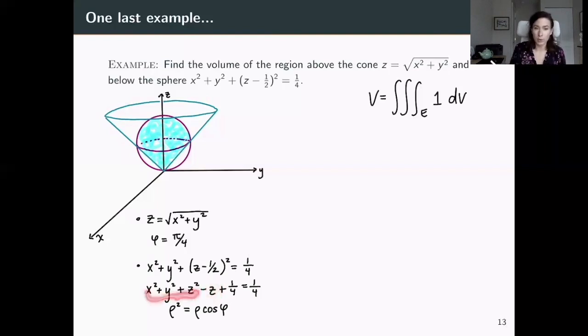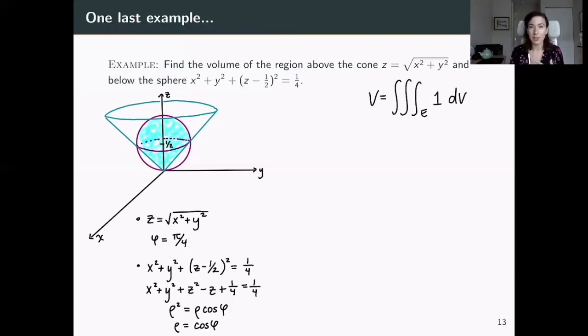Here we have rho squared equals rho cos of phi, which will end up giving me that rho is equal to cos of phi. This gives me an equation of this particular sphere. Now notice that this sphere is centered at the coordinate z equal to 1/2. It has a radius of 1/2, and that's where the cone is intersecting with this sphere. Okay, we now have the equation of our cone and our sphere in spherical coordinates.